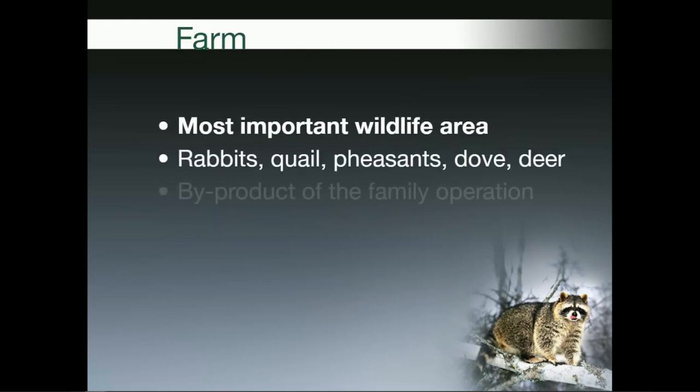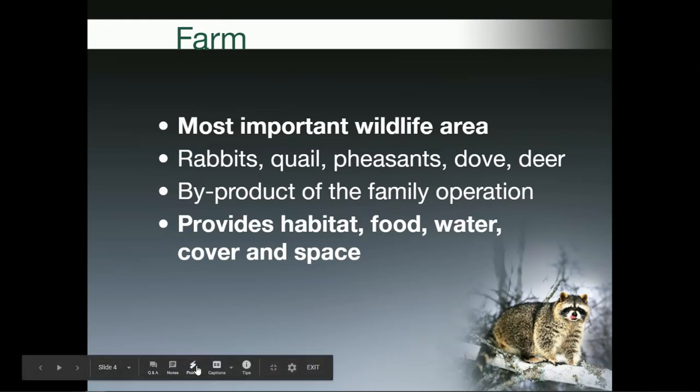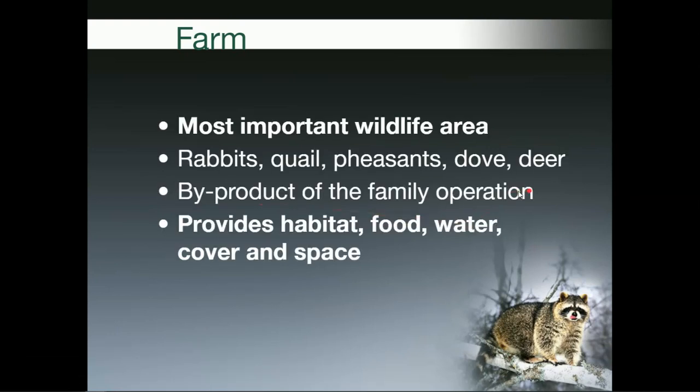So we talked about the farm. Now we drew a farm on the board on class Monday, and we kind of labeled some of these areas as far as habitat, food, water, cover, and space. Probably the biggest thing to remember about the farm is that it is a byproduct of the family operation, right? So it is a byproduct. What that means is by having a healthy farm and by managing your farm correctly, you'll have a really diverse population. That's not your intent when you have a farm, but if it's managed correctly, that's what's going to happen. So that's what it means by a byproduct.